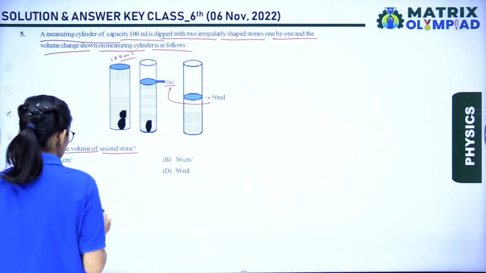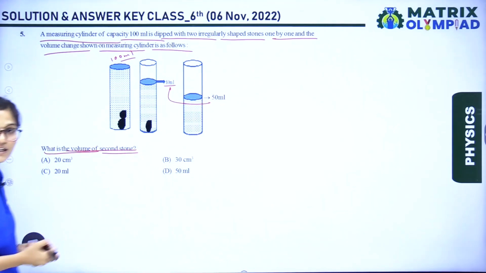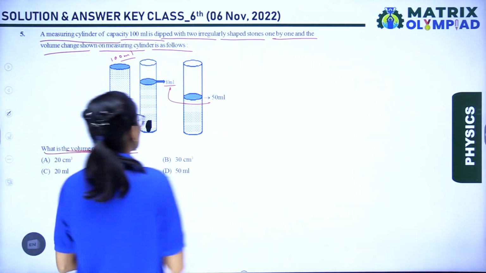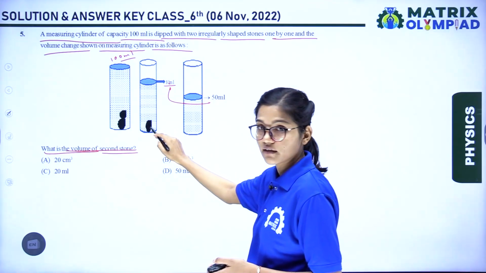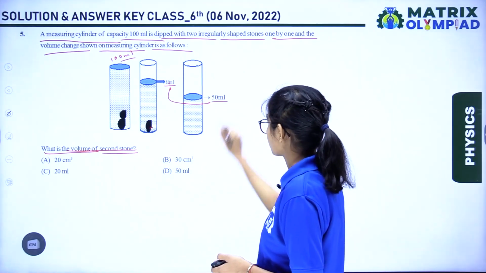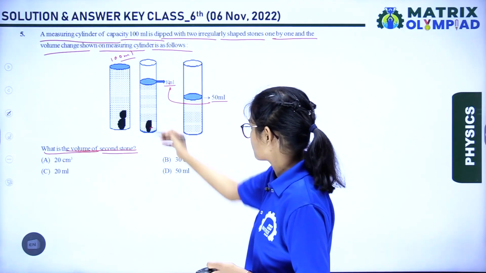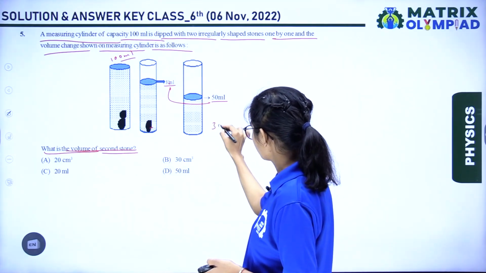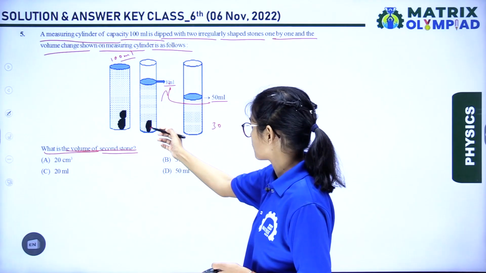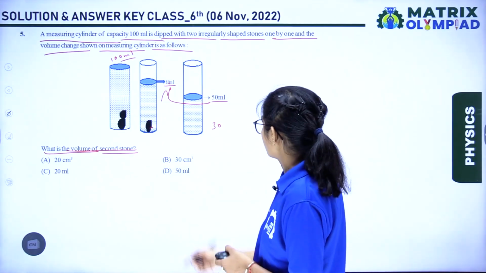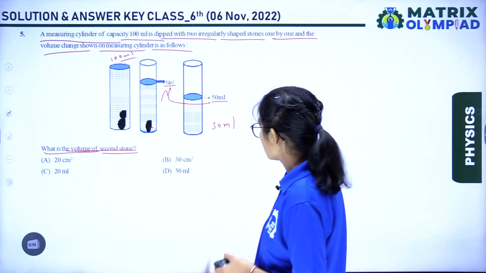Here the question just asks the volume of the second stone. Got it? So in the question, here it is 80. After taking it out, it becomes 50. So what is the volume of that? That will be 30, because this is 80 and this is 50. So the stone's volume will be 30, and it is in ml.